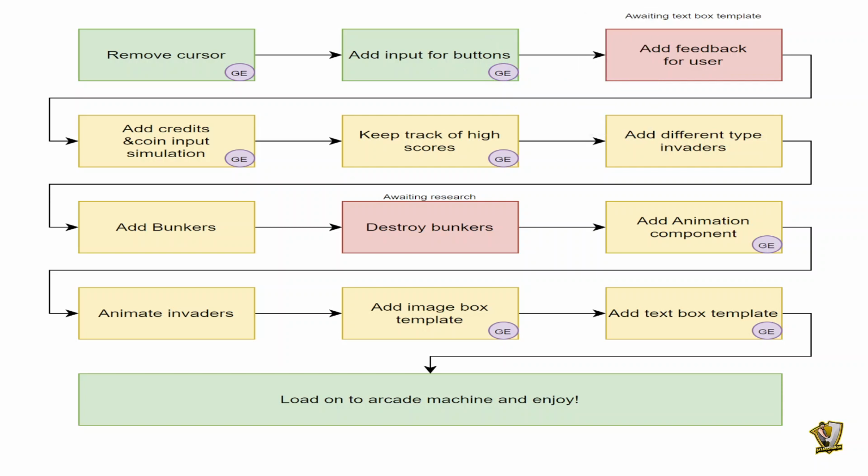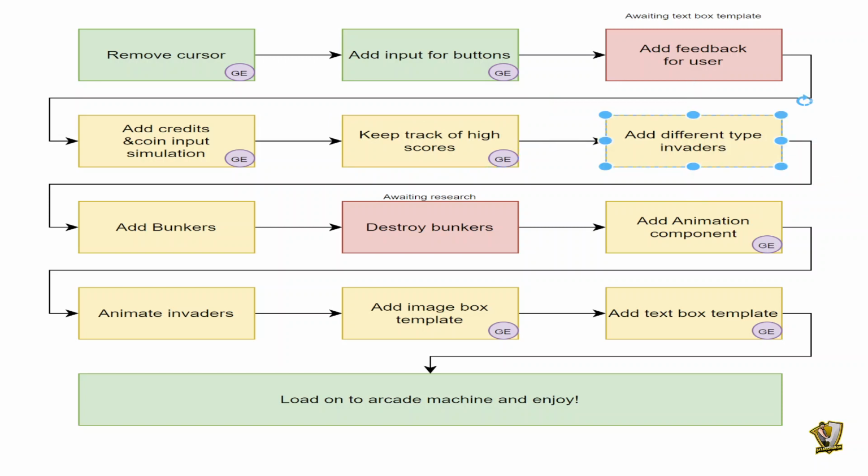Add feedback for user. I've put a block on that. I've got to do a little more work. I need to make the text box template first, part of the game engine, and the add image box template before I can do that. The add credits and coin input simulation, we'll use that on this game and every other game that we load onto the arcade machine, because you need to add credits to play a game. Keep track of high scores. That's really important. I think you want to have some bragging rights.